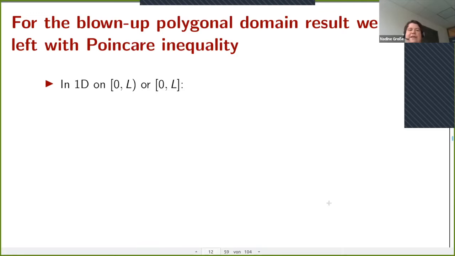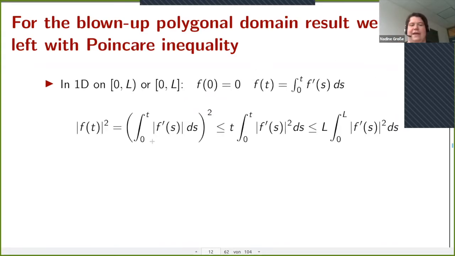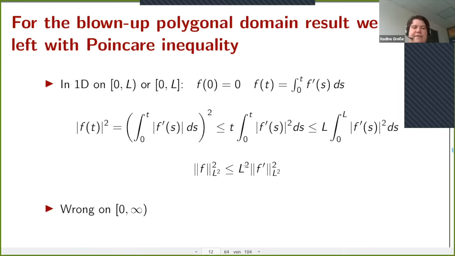So let's come back to the Poincaré inequality and do easy analysis just on an interval. I want to prove the Poincaré inequality there just by the fundamental theorem of calculus. So I put a Dirichlet condition at zero. Then, of course, I can write f of t in terms of the derivative. Then I can estimate the square of f of t just by the Cauchy-Schwarz inequality. Since t is just on a finite interval, I can bound everything by L. And if I integrate again over t, this gives me that the L2 norm of f squared is bounded by L squared, the length of the interval, times the L2 norm squared of f prime. And one can see that this is wrong if L is infinity. That's why the upper half plane does not work.